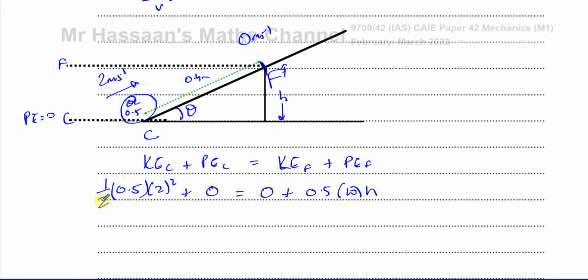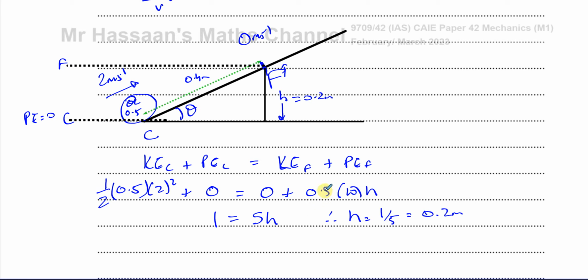All right, so this is a half times 4, which is 2, times 0.5, which is 1, that's a quarter times 4, yes, 1 equals, and this is going to be a half times 10, which is 5h. So therefore, h is equal to 1 over 5, which is 0.2 meters. So this is 0.2 meters. So we found the height using the conservation of mechanical energy.